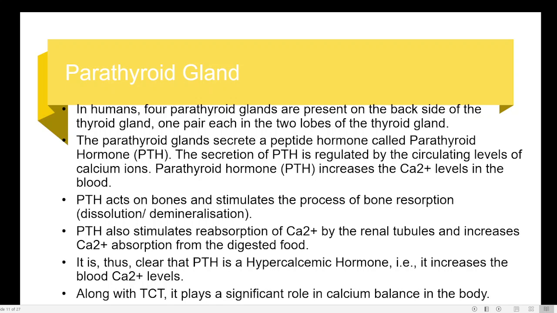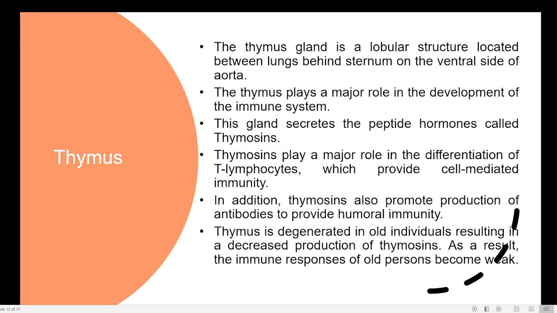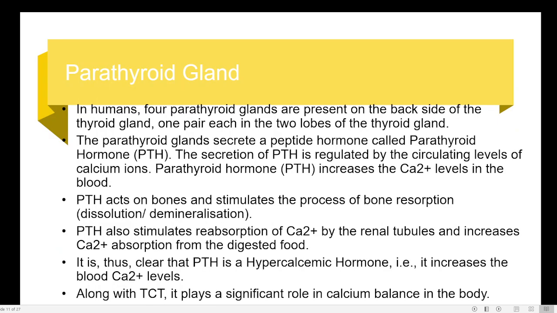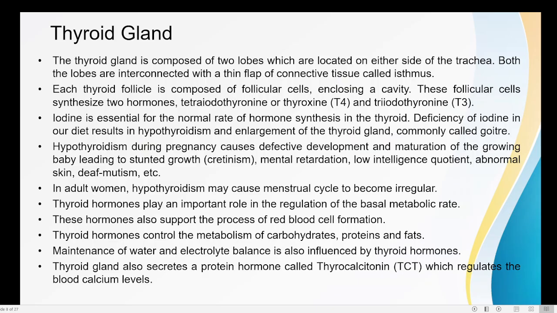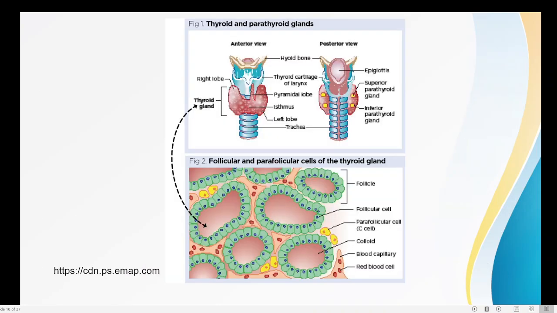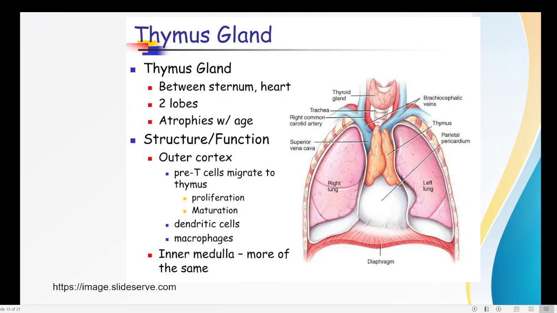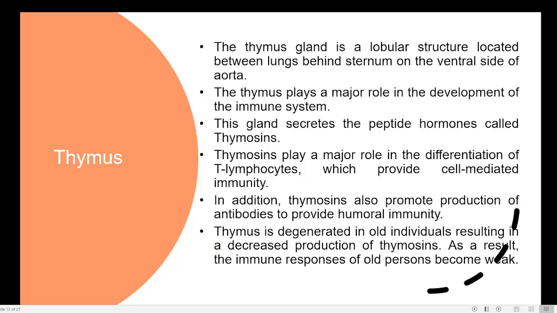So these are the details about the second gland known by the name parathyroid gland, and about the hormone produced by the parathyroid gland known by the name PTH. So this will give you an idea about the important hormones. One is the thyroid gland and another one is the parathyroid gland, and we have one more gland, that is the thymus gland.